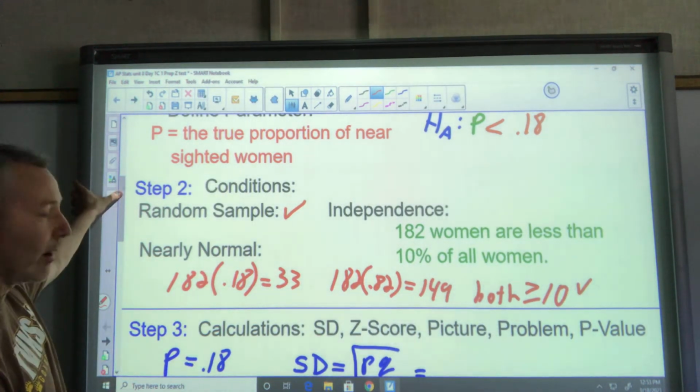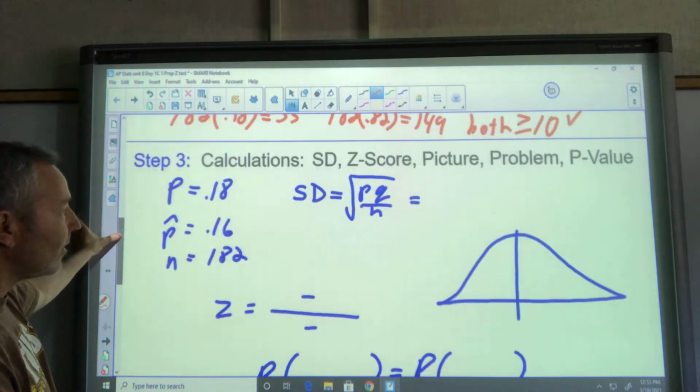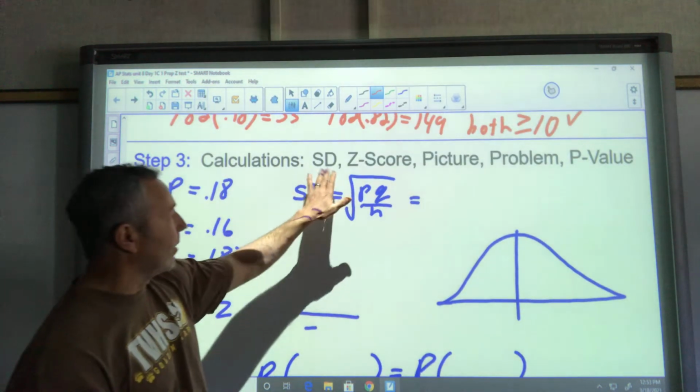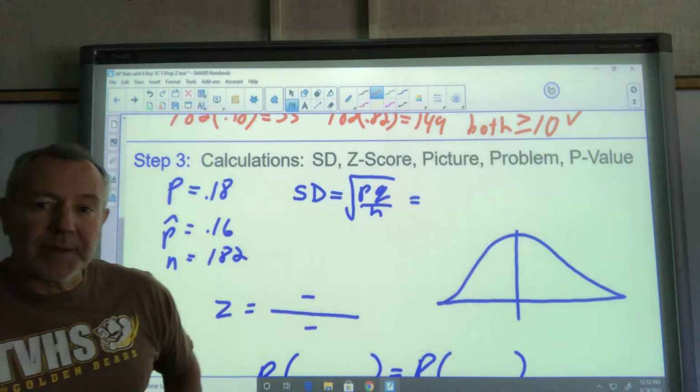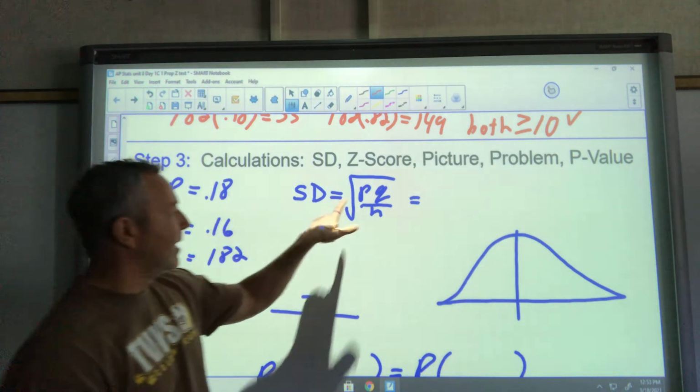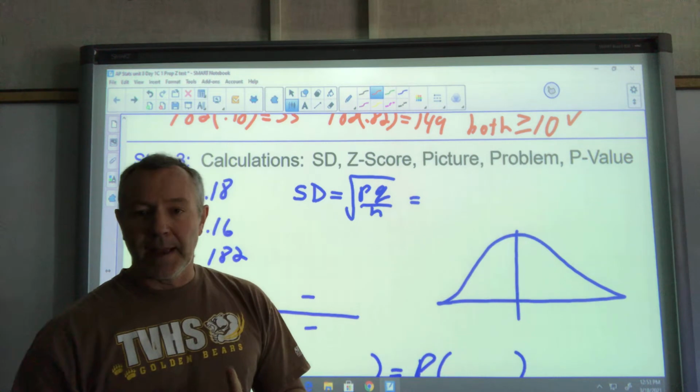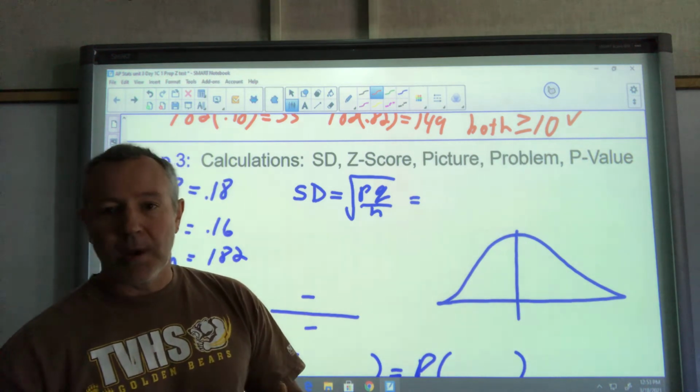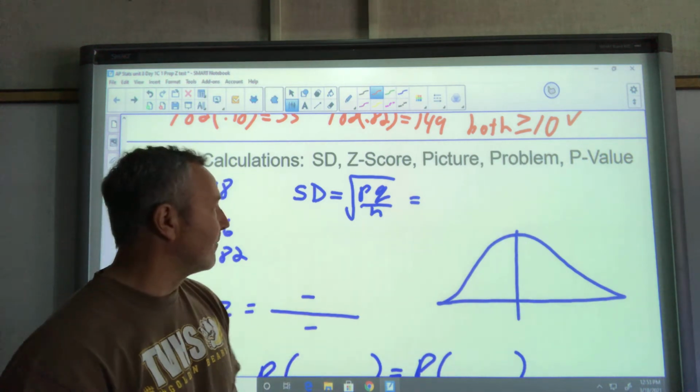All right, let's get down to our calculation, step 3. First thing we have to do is find our standard deviation. It's not the standard error here, it's standard deviation because we know p, we're operating as if p is 18%. That's the true proportion of men. We're assuming it's the same for the women.